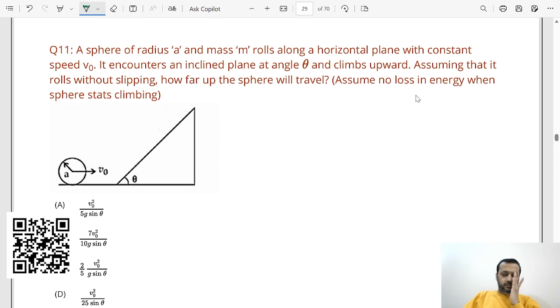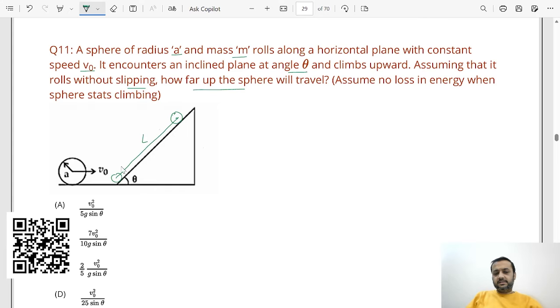Then in this question, what is happening? There is a sphere of radius a and mass m which rolls along a horizontal plane with constant velocity v naught. It starts climbing an inclined plane of angle theta. Assume it rolls without slipping. How far up will the sphere travel? Very simple question. Let's say it starts from the bottommost point, and we have to find how far up it will go. Let's say this distance is L.